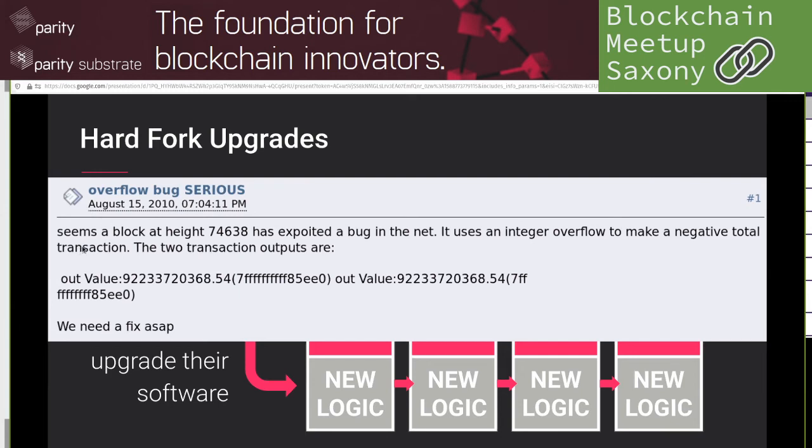And someone just posts, hey, it seems block 74,000 and some has exploited a bug in the net. It causes an integer overflow. So for the non-dev people, in computers, you can only store numbers so big. Just imagine we're using a size of data that can only remember 2-digit numbers. And then I ask the question, okay, what's 90 plus 20? Well, the answer can't be 110 because we only can store 2 digits. So it overflows and wraps back around, and then the answer is 10.